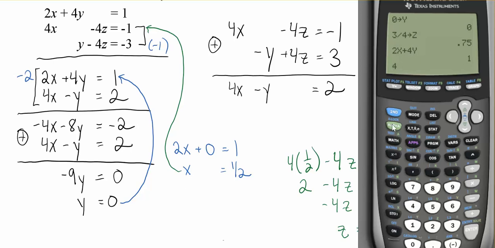So then I check the second equation of 4x minus 4z. I'm hoping to get -1, and I do. Then I check the third equation by doing y minus 4z. I'm hoping to get -3, and I do. So this does check out. I get the right answer here.